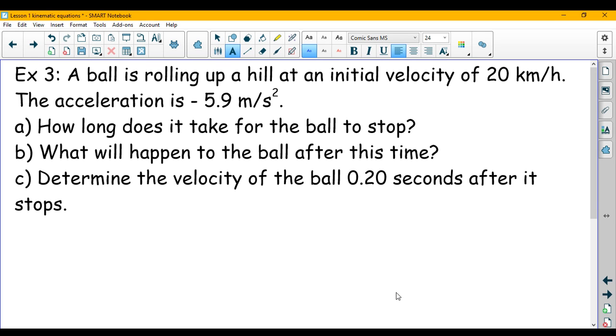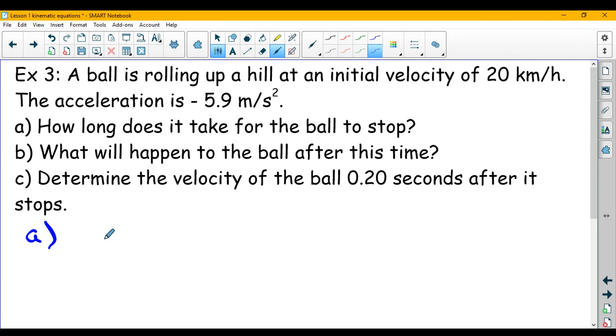Okay, here's our third and last example for our kinematic equations. So when we go to do this one, again, I'm going to read the question. A ball is rolling up a hill at an initial velocity of 20 kilometers per hour. The acceleration is negative 5.9 meters per second. And I want to first know how long it takes for the ball to stop.